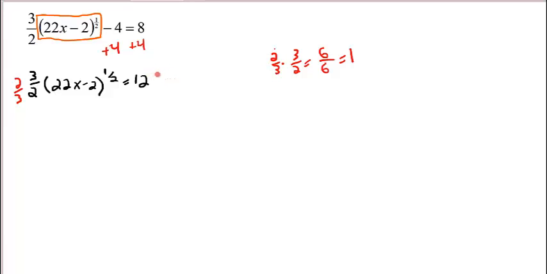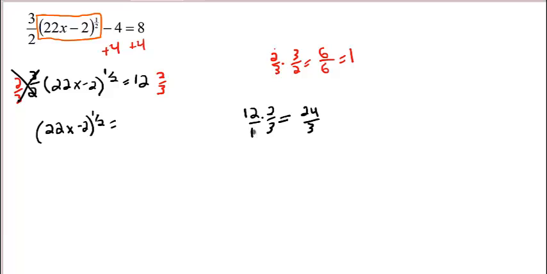Now we have to multiply this side by 2 over 3 as well. And now I could simplify. So that cancels out. We've got 22x minus 2 to the 1/2 power equals 12 times 2 over 3. I'll do that over here on the right side. 12 times 2 is 24, and then the 1 times 3 is 3, and that will be 8. So this right side equals 8.